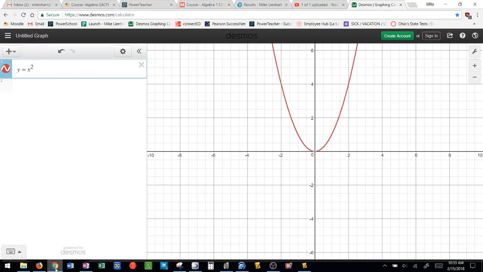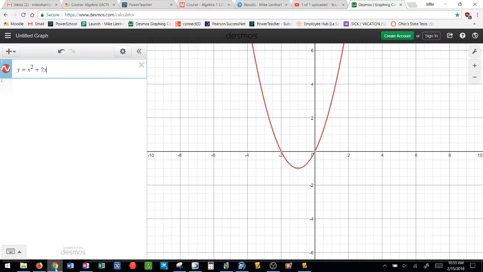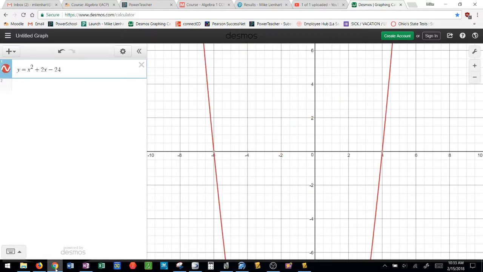Remember, caret is that symbol that kind of looks like a tepee, if you will. It's shift 6 on the calculator. Now, make sure from here you move down out of the exponent, and I have plus 2x minus 24. This graph appears over here on Desmos.